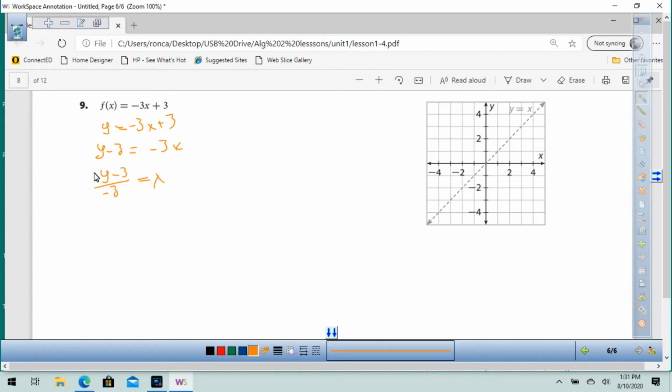I'm going to rewrite this a little bit as negative 1/3 y plus 1. In other words, I divided the y by negative 3, and I divided the negative 3 by 3, and that equals x. And then I'm going to swap the x and the y. Negative 1/3 x plus 1 equals y. And I'll rewrite it as an inverse, with the proper notation.